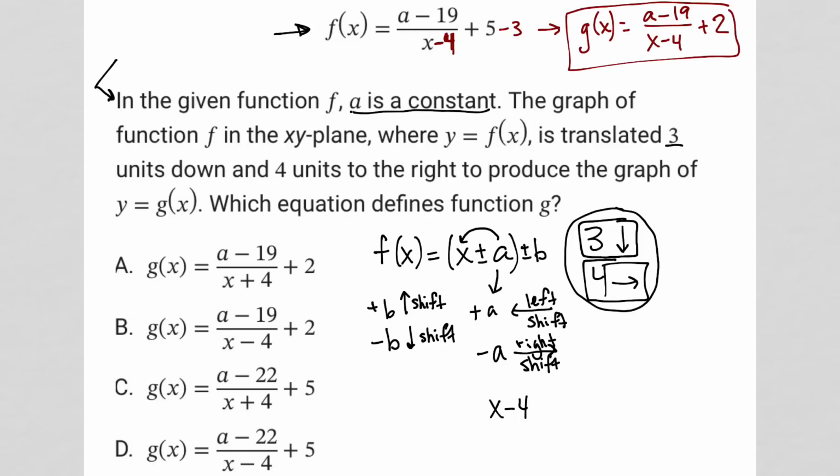So let's just find the match to that answer. Choice A, super close, but it has x plus 4 down here, so that's out. Choice B looks like everything that I need, so therefore choice B must be the correct answer.